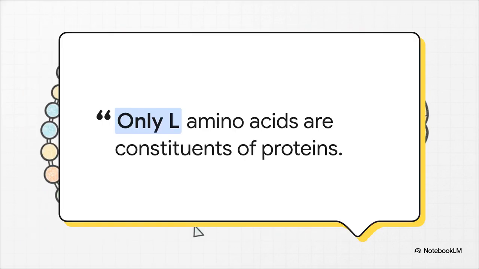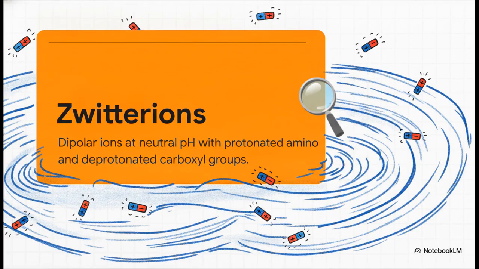Now, because that central carbon is attached to 4 different groups, amino acids are chiral. Basically, that means they have left and right-handed versions known as L and D isomers. They're mirror images. But here is a fascinating quirk of biology. Biological proteins strictly utilize the L isomer. So if you ever find a D isomer out there, it for sure wasn't put there by standard cellular protein synthesis.